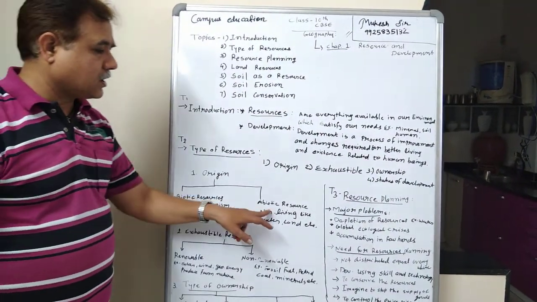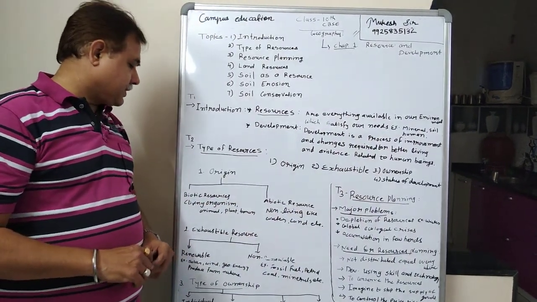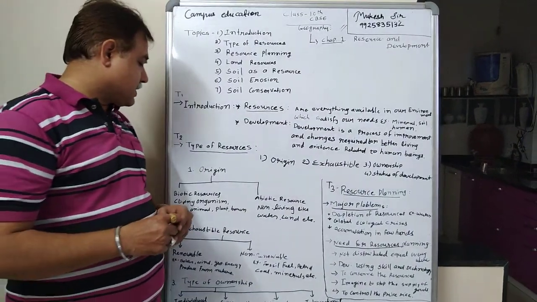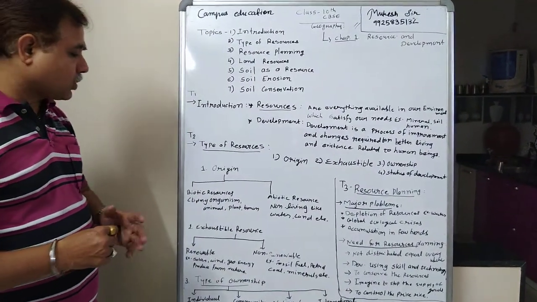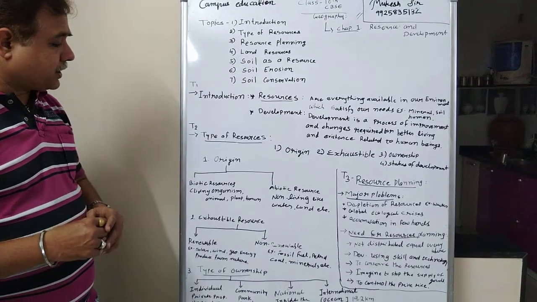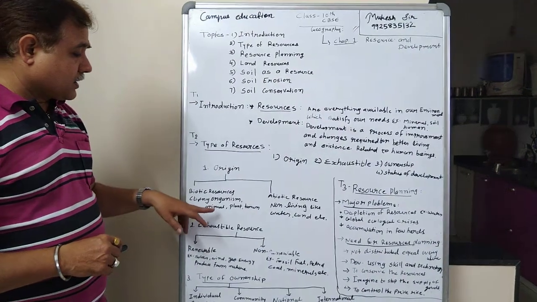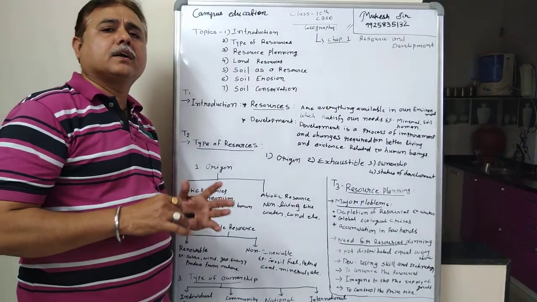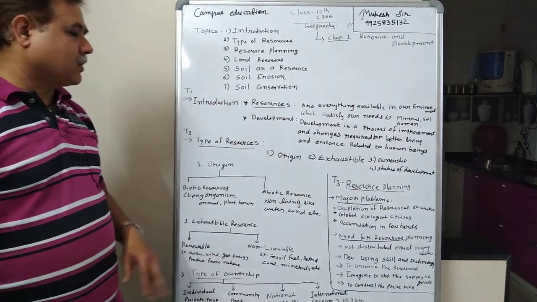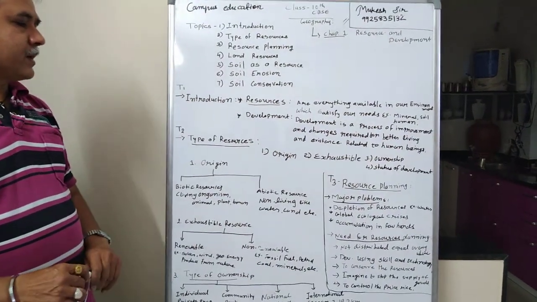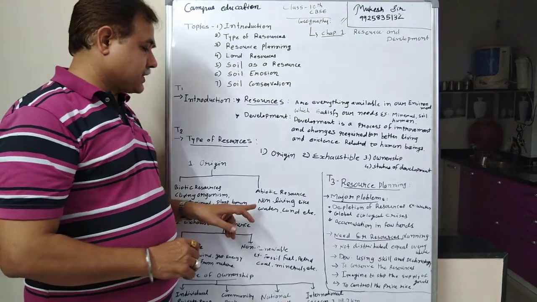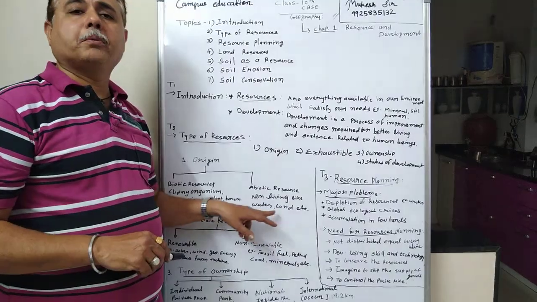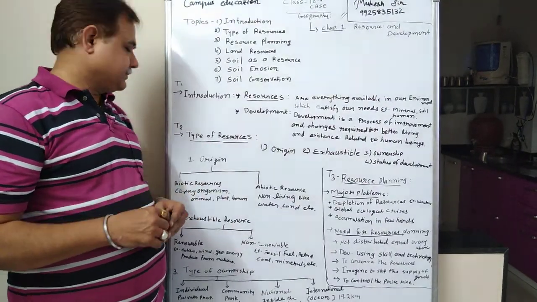Biotic resources, abiotic resources. Friends, you know, biotic resources means the living organisms available on the earth, they are known as biotic resources. Animals, plants, human beings and any other living things. Now abiotic resources. Non-living resources are known as abiotic resources, like water, land, mountain, soil, etc.